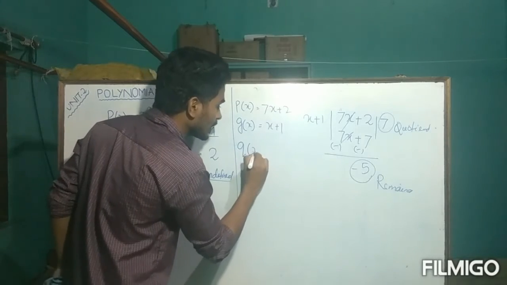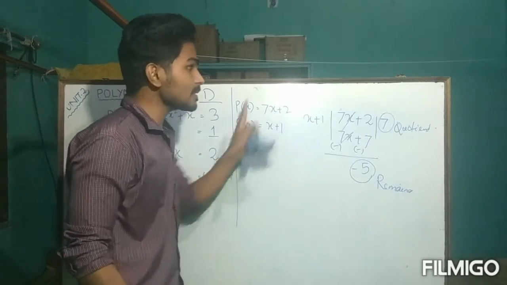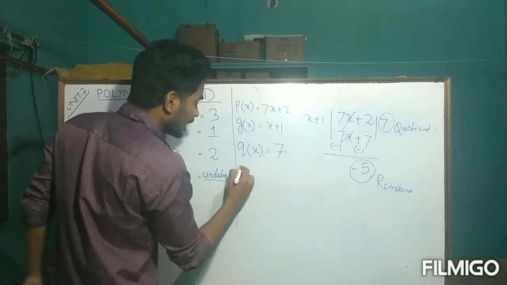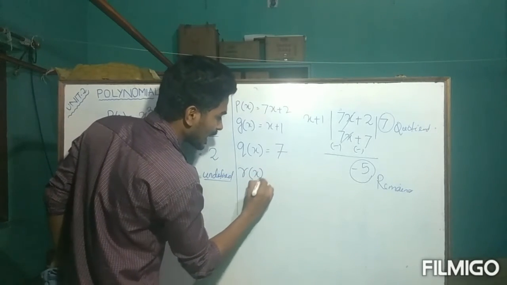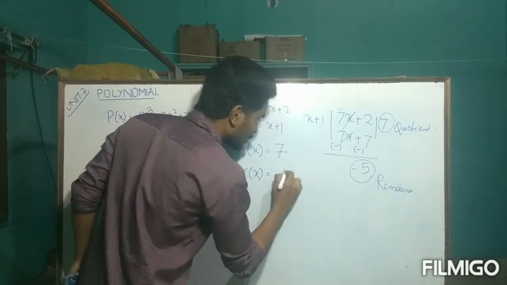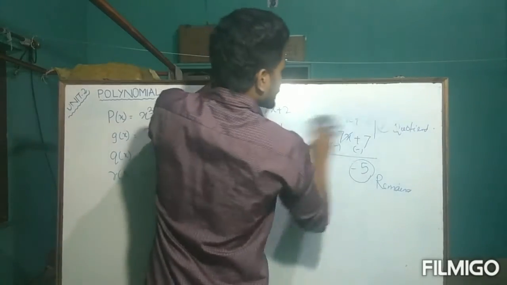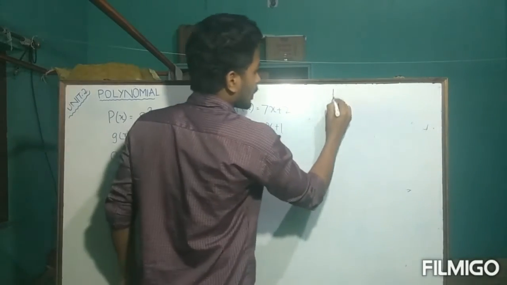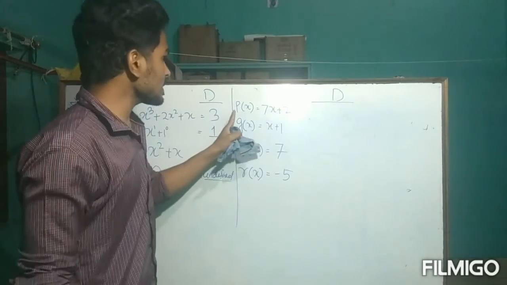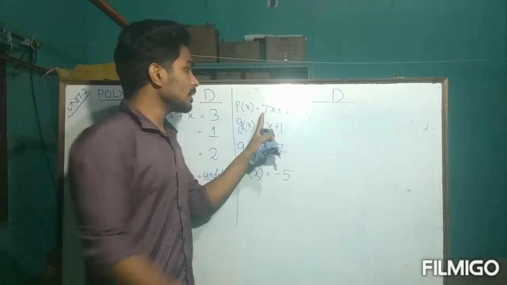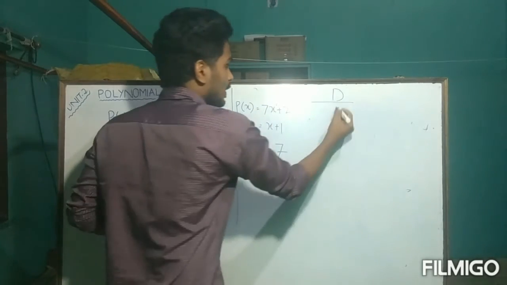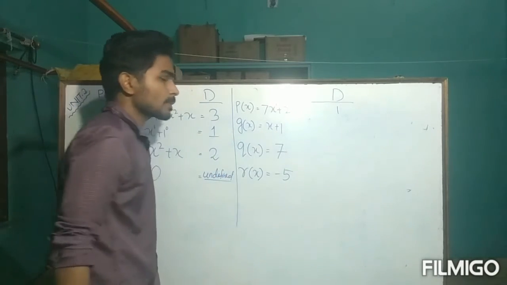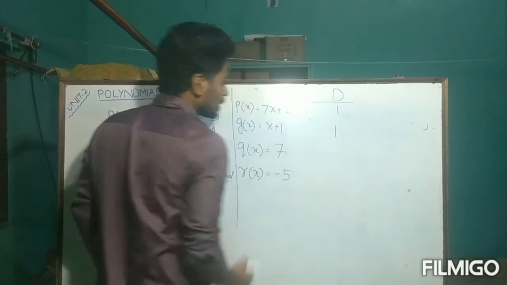Now let's write here: q of x means quotient, and the quotient is 7. Clear? And the remainder will be r of x. Here the remainder is minus 5. Now write the degree of each polynomial. For the dividend, the highest power is 1, so the degree of the dividend is 1. In the divisor case, the highest power is also 1, so here also the degree is 1.